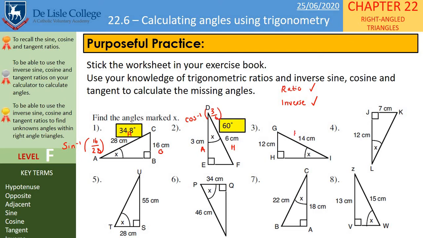Then here we've got our hypotenuse and our opposite again, so it's another sine problem, so you should have sine negative 1, opposite over hypotenuse, which gets us 59 degrees. Then we've got the opposite and the adjacent, so it's a tan problem, that's very exciting, so it's the inverse of tangent, and because it's TOA, it's opposite over adjacent, so 7 over 12, and we get 30.3.